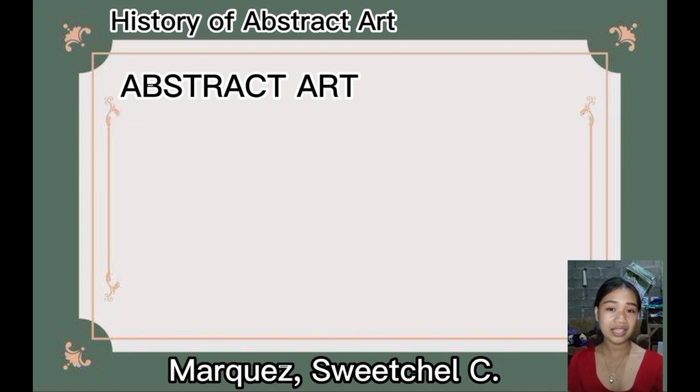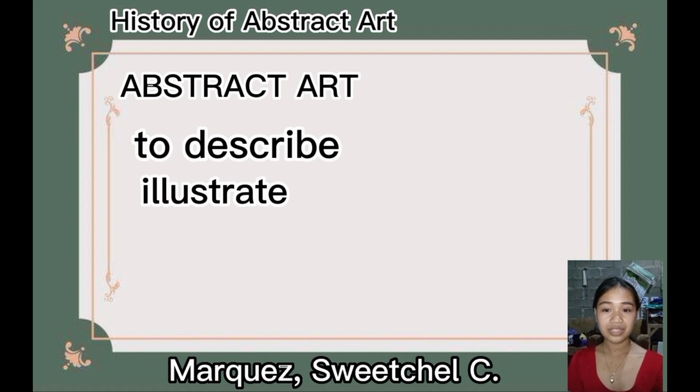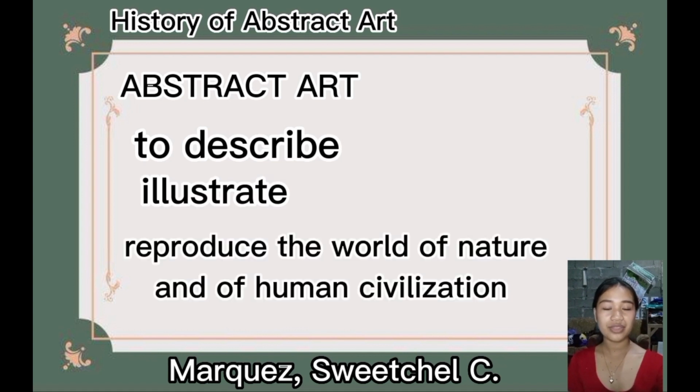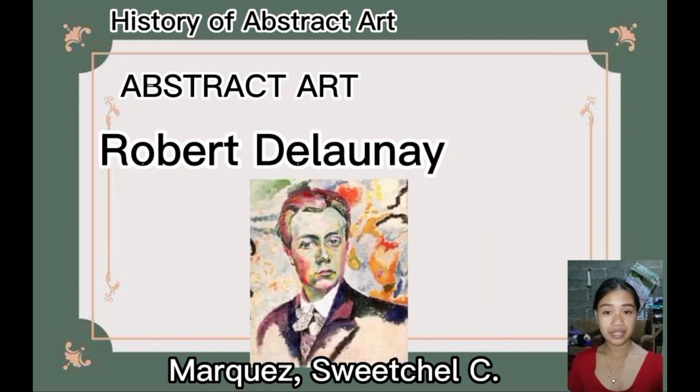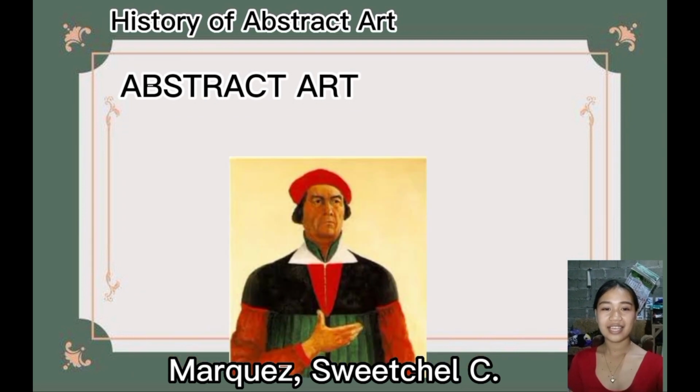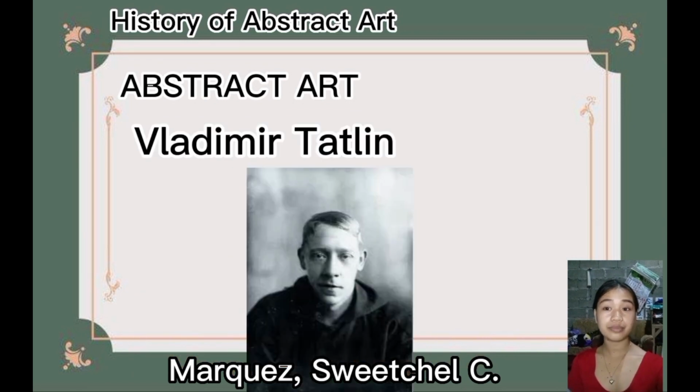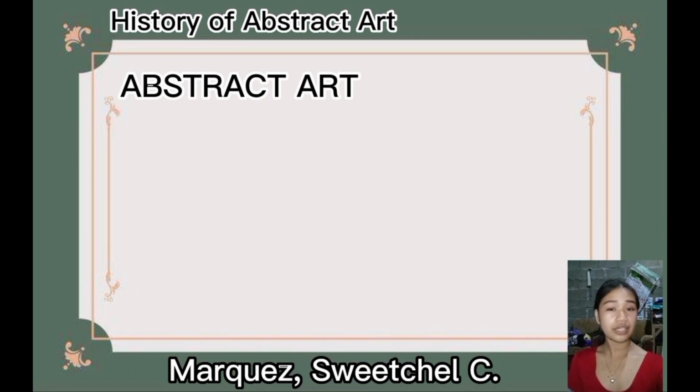Prior to the 20th century, these abstract elements were employed by artists to describe, illustrate, or reproduce the world of nature and of human civilization, and the exposition dominated over expressive function. Artists such as Robert Delaunay, Wassily Kandinsky, Kazimir Malevich, and Vladimir Tatlin turned to fundamentally abstract art.